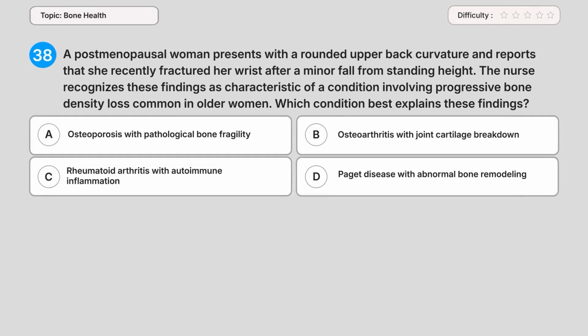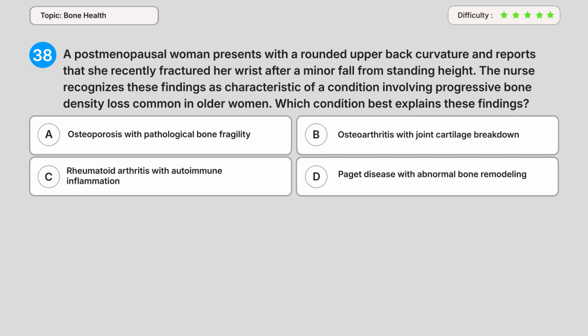38. A postmenopausal woman presents with a rounded upper back curvature and reports that she recently fractured her wrist after a minor fall from standing height. The nurse recognizes these findings as characteristic of a condition involving progressive bone density loss common in older women. Which condition best explains these findings?